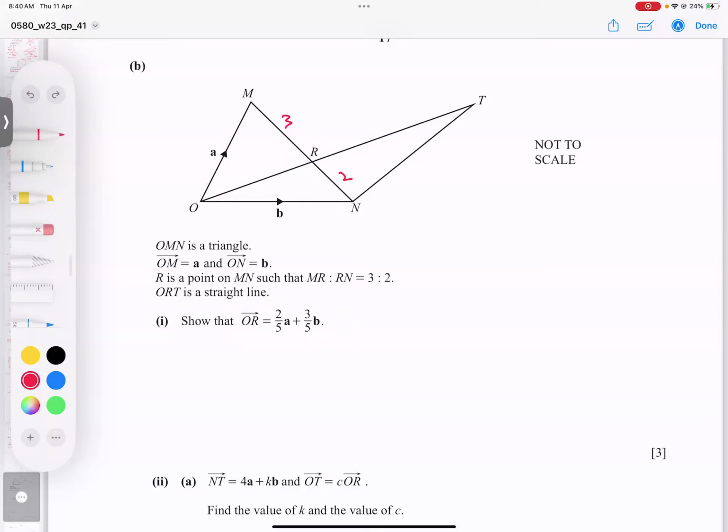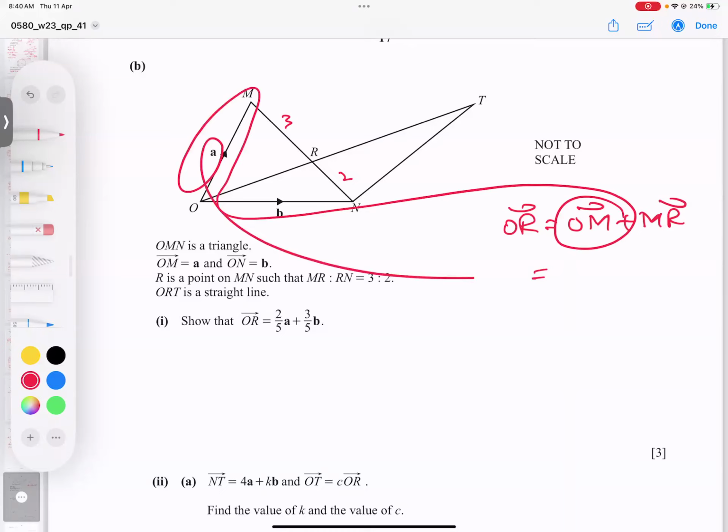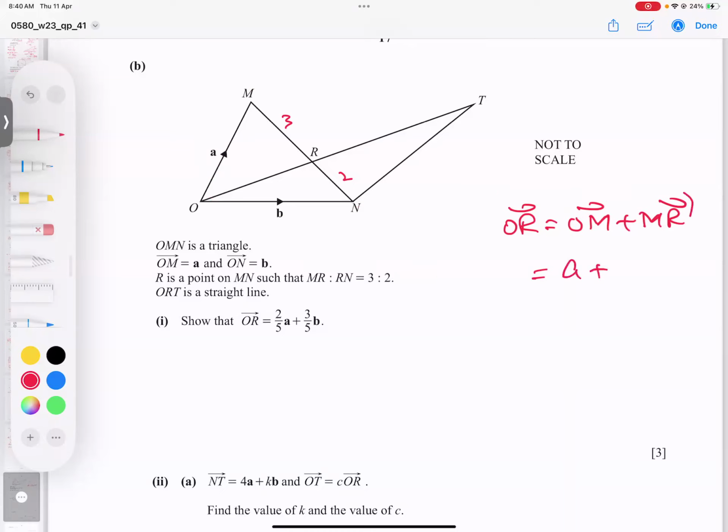O to M, I'm writing here. What is the path? OR vector is equal to O to M plus M to R. This is the planning. So O to M is very simple, it is a. So I'm copying a. Only one part is left, MR. How to get MR? MR is here.